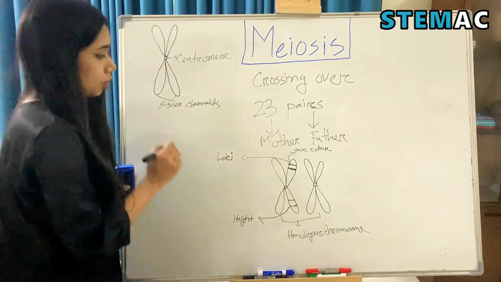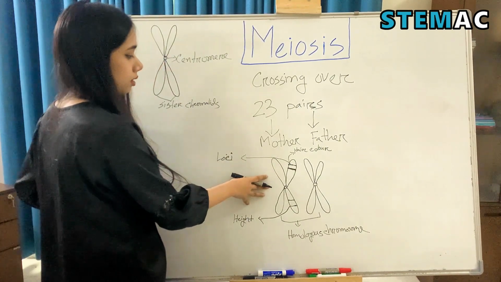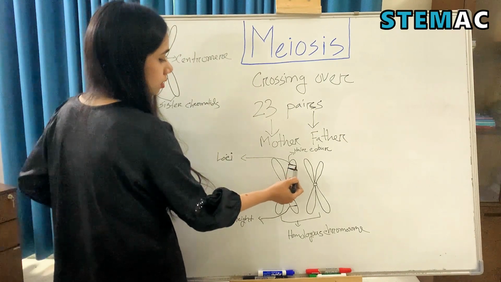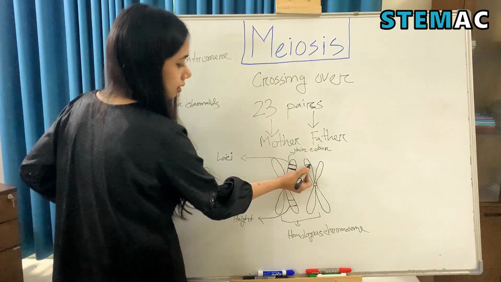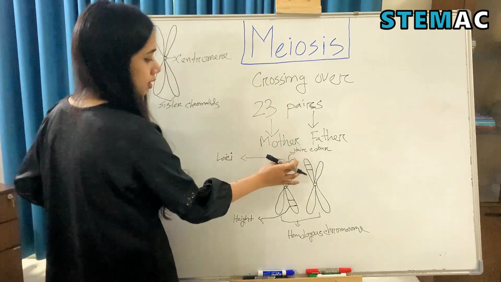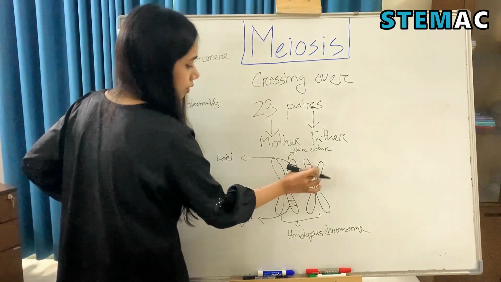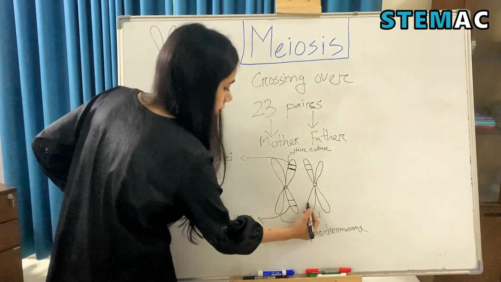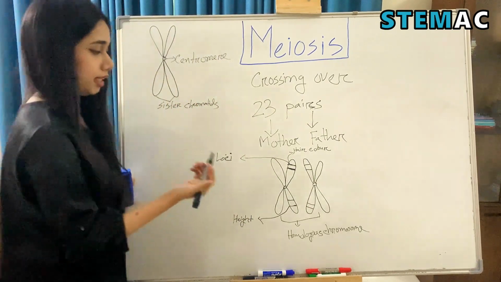What happens in a homologous chromosome pair is that the same gene will be present in the other chromosome as well, in the exact same location. So the gene for hair color is present in this locus as well as in the locus of the other chromosome. The same goes for the gene for height. They will be present in the same locus of the second chromosome in the pair.